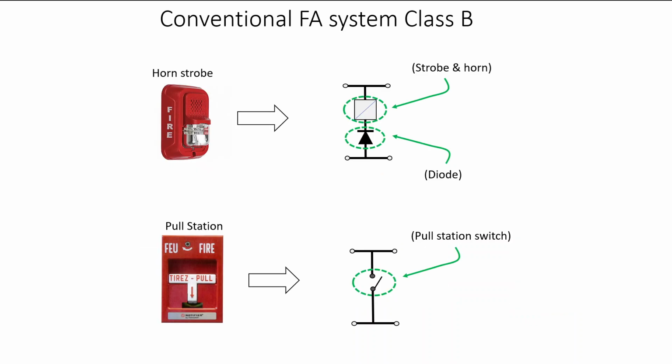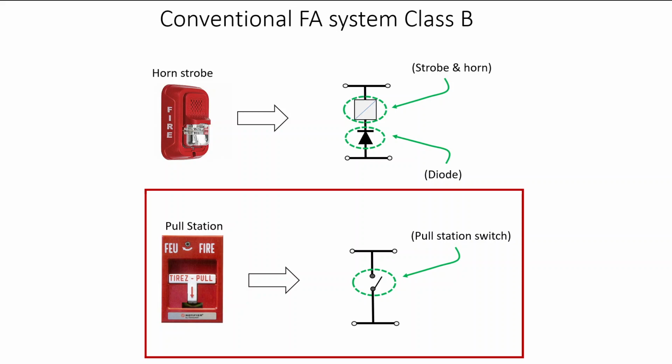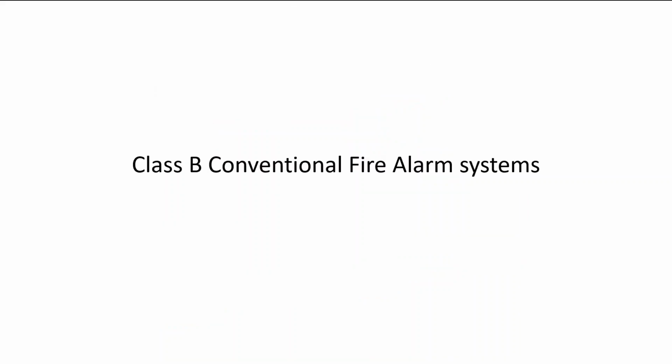If we take a look at a horn strobe, which is a NAC device, we'll see that there is a third object in addition to the horn and strobe. It's a diode. Whereas on a standard pull station or even a heat or smoke detector, often it's a very basic operation of simply a contact closing. First, we're going to take a look at the operation of an IDC circuit, which is the detecting devices, and then we'll come back to the notification or horn strobe.